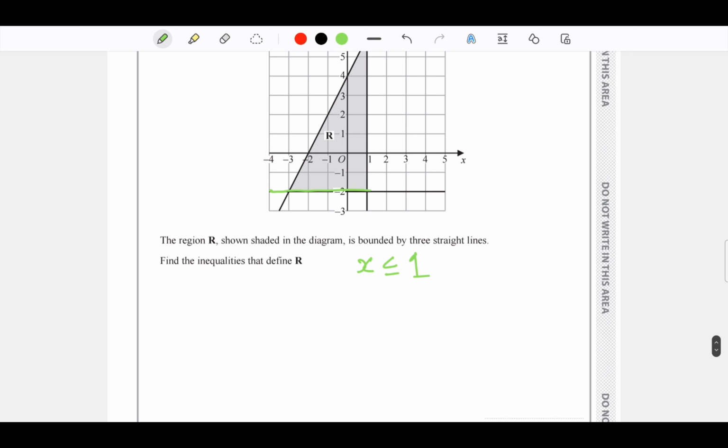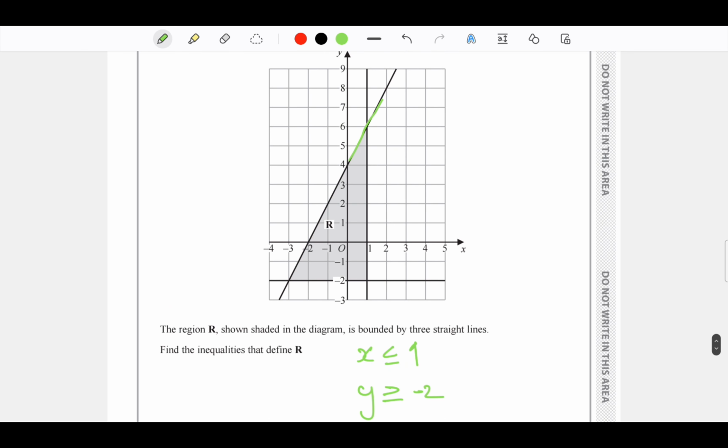Same for this line over here. This is the line where y equals negative 2, but they want the region where y is more than or equal to negative 2. They do not want lesser than, they want more than. So let me just write that here: y more than or equal to negative 2.